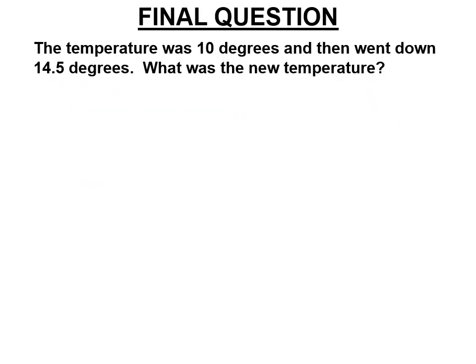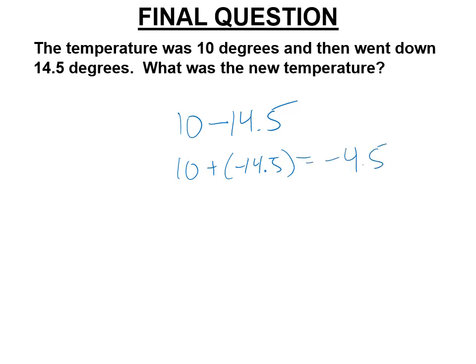The temperature was 10 degrees, that's positive, and then went down 14.5. What was the new temperature? So 10 minus 14.5, same as 10 plus -14.5, which is -4, right? You can do that in your head, 14.5 minus 10. It's -4.5 degrees. Write the word, word problems, write a word or a symbol that represents a word. Good luck on the homework.